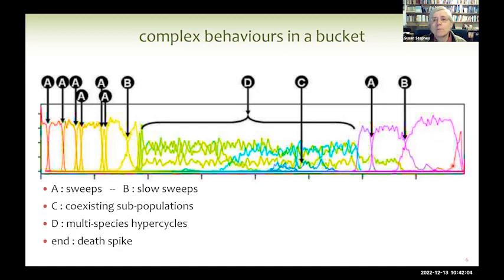So this species here is the parasite, it takes over the bucket, everybody else dies out, and then it goes, oops, there's nobody to copy me, and it dies out. And that's a very typical behavior of the bucket of string molecules.